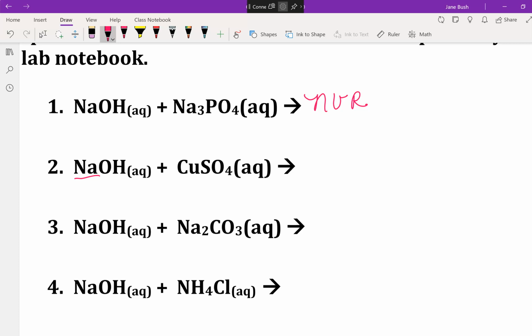The next one, silver sulfate. Is silver phosphate aqueous? It is going to form a precipitate. Copper 2 nitrate is aqueous. Silver sulfate is slightly soluble, so you may have a precipitate here or you may have NVR. We don't know.